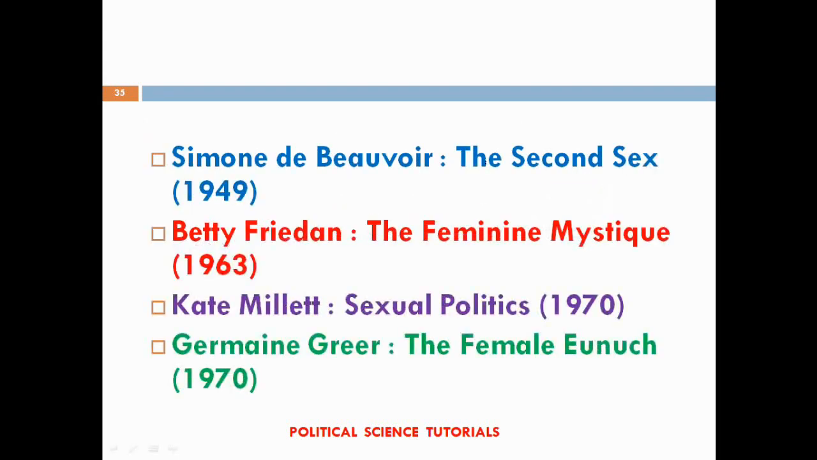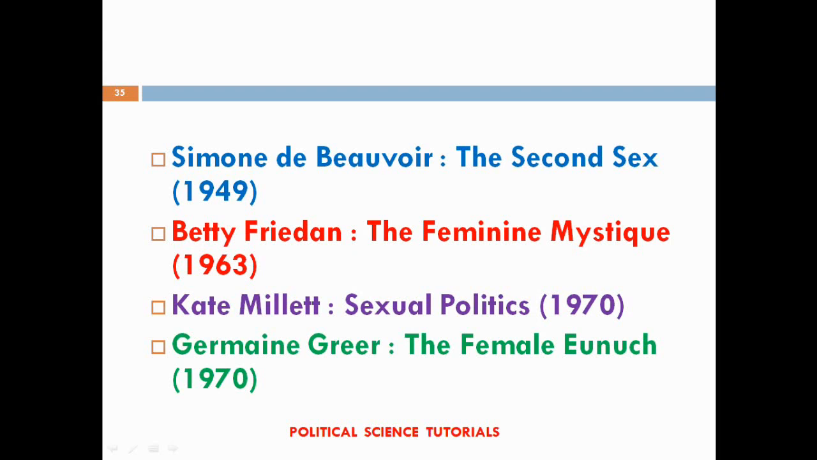Again, the publication in 1963 of Betty Friedan's The Feminine Mystique did much to relaunch feminist thought. Books such as Kate Millett's Sexual Politics, which was published in the year 1970, and Germaine Greer's The Female Eunuch, which was also published in the year 1970, focused attention upon the personal, psychological and sexual aspects of female oppression.